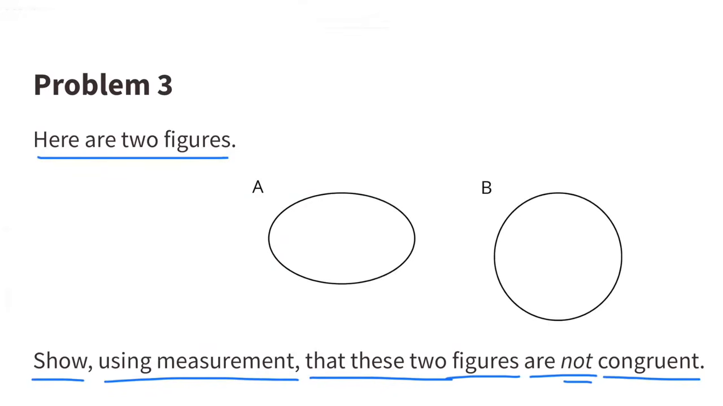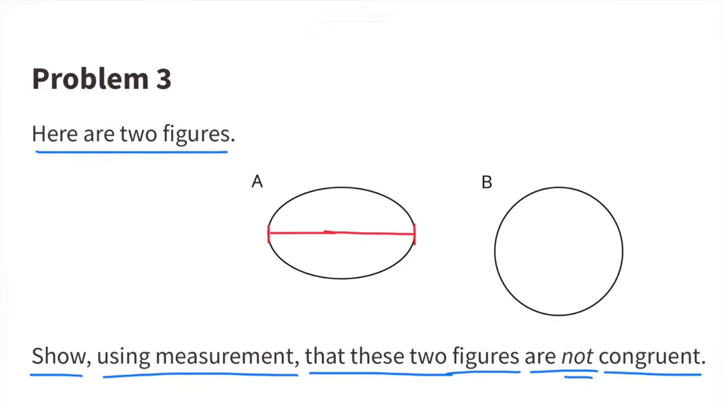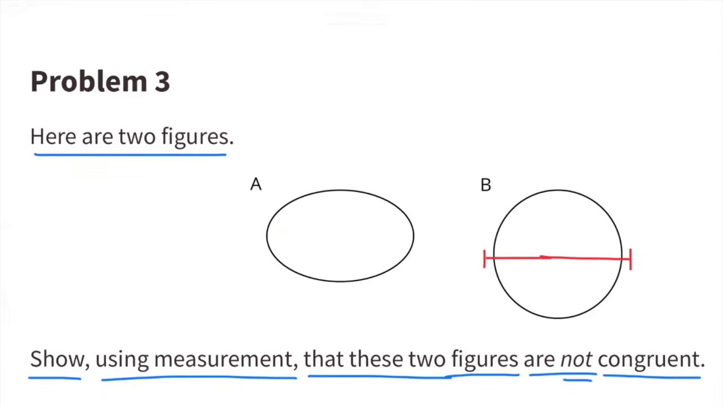Number 3. Here are 2 figures. Show using measurement that these 2 figures are not congruent. This red marker marks the width of figure A. In comparison to figure B, the red marker is just a little bit wider. This is one way to tell that these 2 figures are not congruent. You could repeat this process with a vertical line showing the height of figure A in comparison to the height of figure B, and the height of figure A would be shorter than the height of figure B.